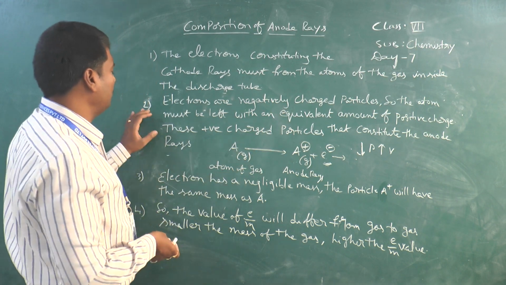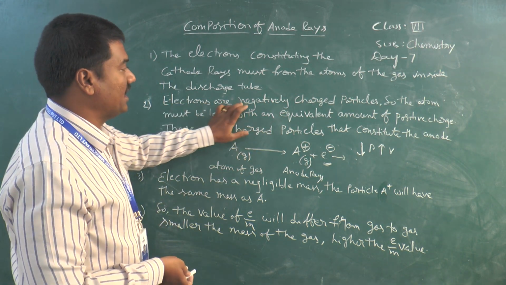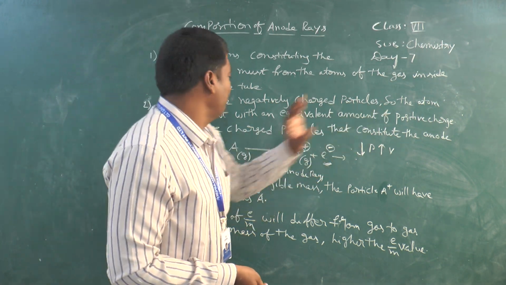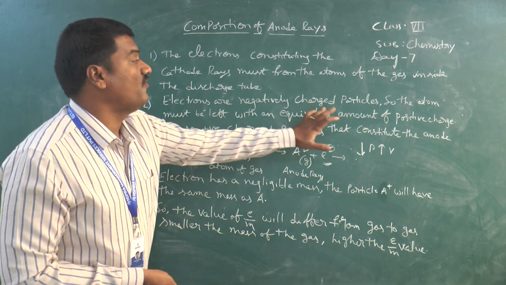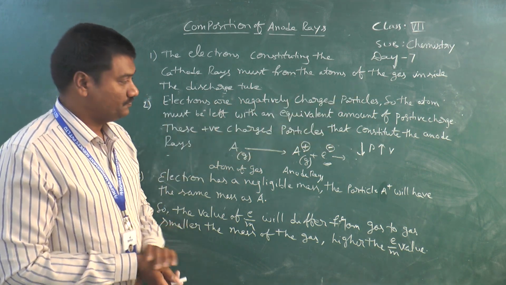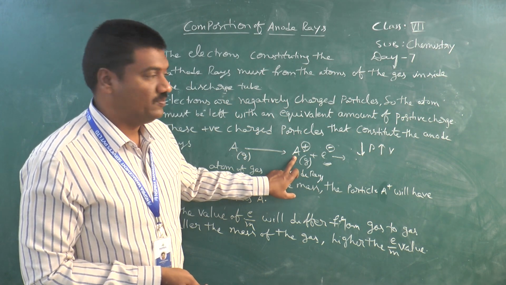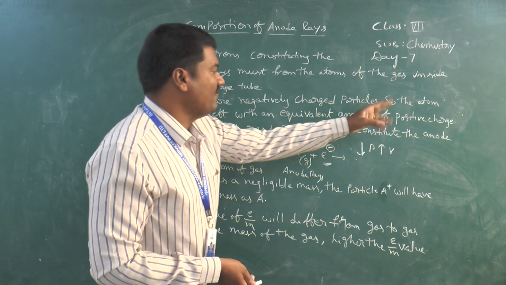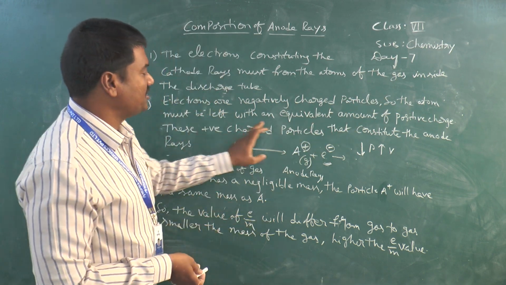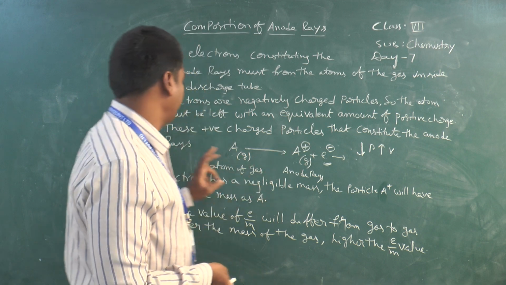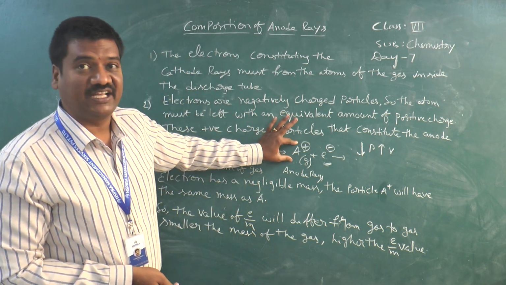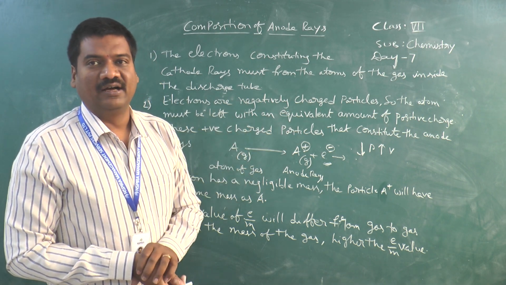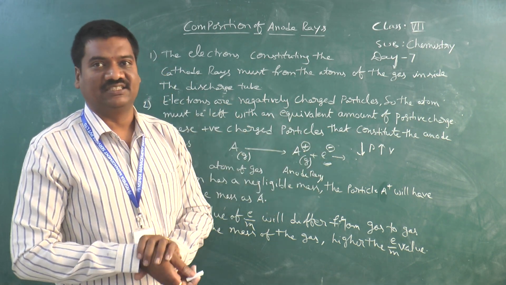Now the second point: electrons are negatively charged particles. So the atom must be left with an equivalent amount of positive charge. These positively charged particles constitute the anode rays. Without gas, there is no giving of anode rays as well as cathode rays.